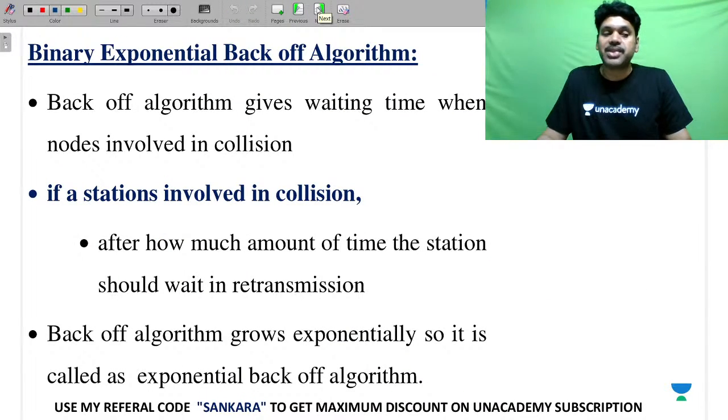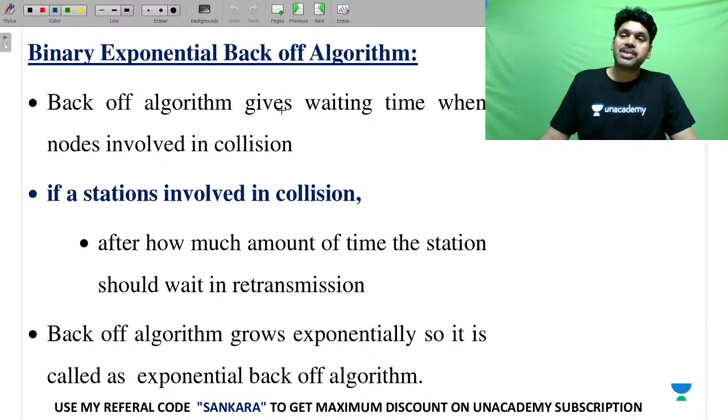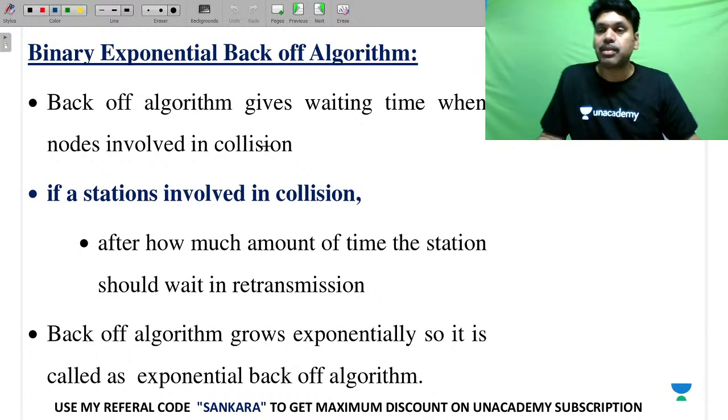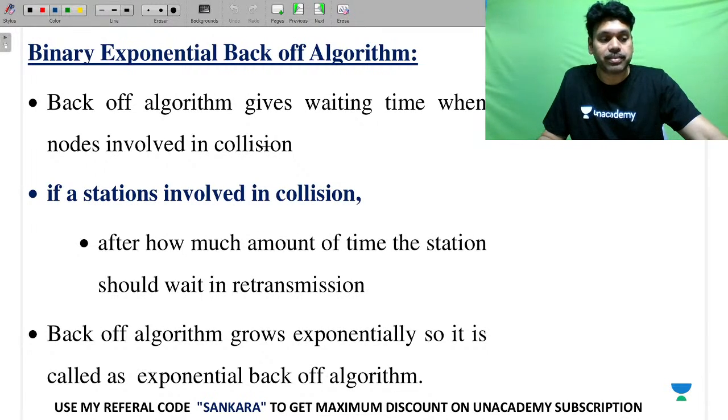Friends, let us start our session. So our session is binary exponential Backoff algorithm.